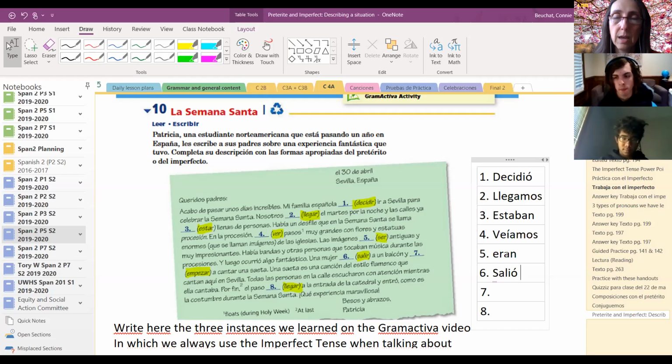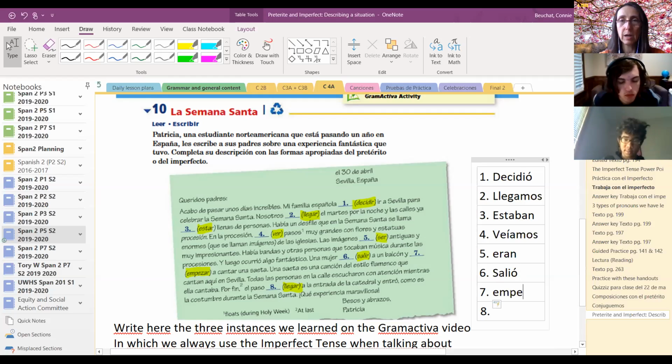It's kind of tricky. So, salió a un balcón y empezó. Same reason, right? Mm-hmm. She started to sing. Same reason. It's one time. This she did one time. Okay, so empezó a cantar una saeta. Una saeta es una canción del estilo flamenco que cantan aquí en Sevilla. Todas las personas en la calle escucharon con atención mientras esta cantaba. Por fin, el paso llegó.